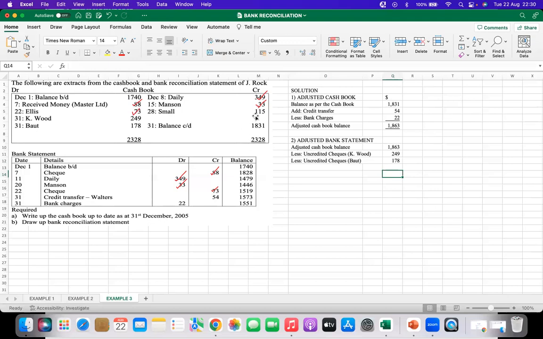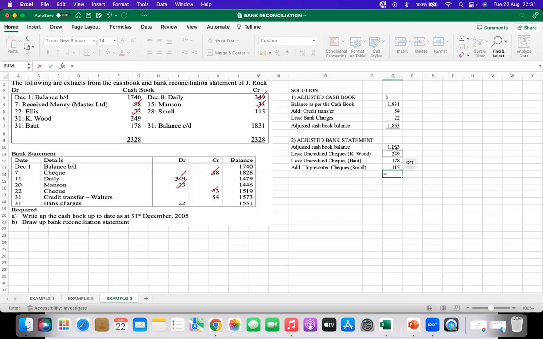And then now we go to the credit side of the cash book. There is a payment that was made to Small, but it does not appear in the bank statement. So it means it has not been presented. So you add unpresented checks. So the unpresented check is to somebody called Small, who is a creditor or a supplier. It is 115. So we have posted all the entries.